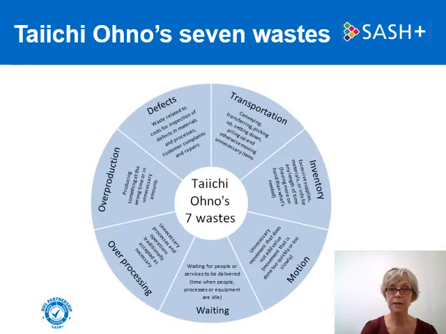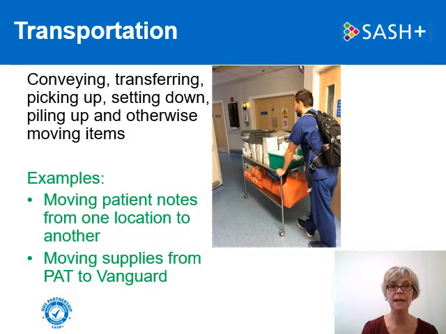As you know, SASH Plus has evolved from the Virginia Mason production system. This applies principles of the Toyota production system to healthcare in order to maximize value for our customer, our patients. Taiichi Ohno, a founder of the Toyota production system, identified the 7 wastes of lean as outlined on this waste wheel. So our first category of waste is that of transportation: conveying, transferring, picking up, setting down, piling up, and otherwise moving items. So we see people moving patients' notes around the hospital from one location to another. Here we have supplies being moved from Pat Theatres to Vanguard.